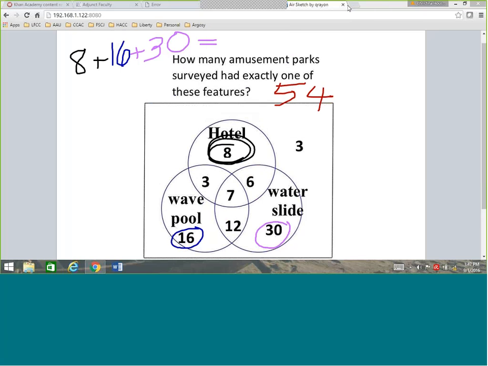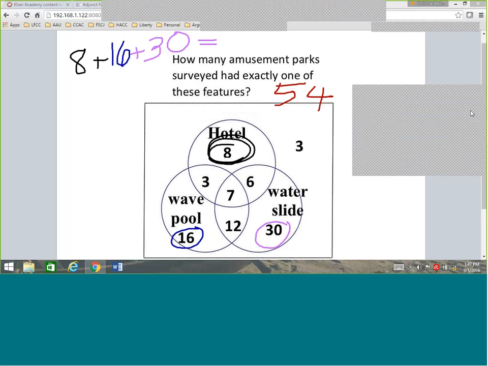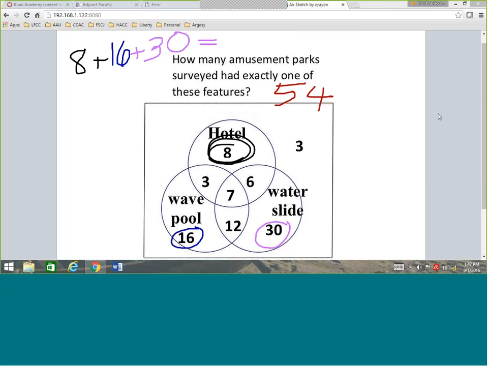Okay, just looking in the chat box again to see if there are any other questions. There's a question that says, what is this formula? If you could clarify that question, I'm not quite sure what you're asking about on that.